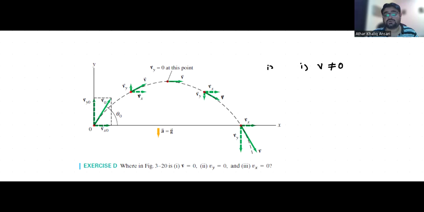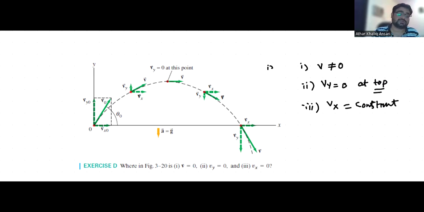Where is vy 0? The second point, as you know, is that vy is 0 at the maximum height, at the top of the parabolic path. And is vx 0 throughout the journey? No, we just said that vx throughout the journey remains the same. So vx is constant throughout the journey. Whatever it was in the beginning, it will remain the same throughout the journey.